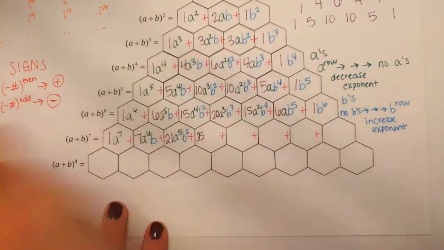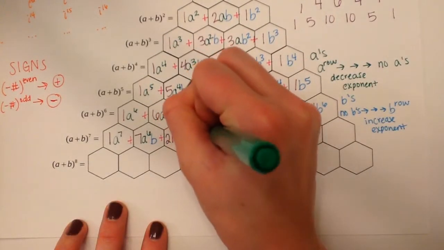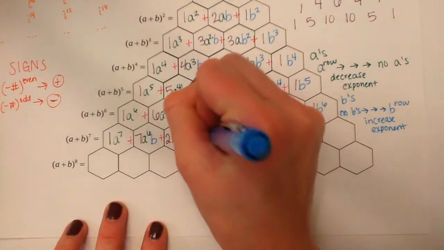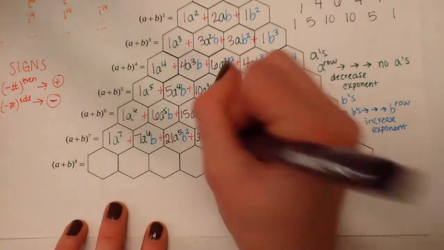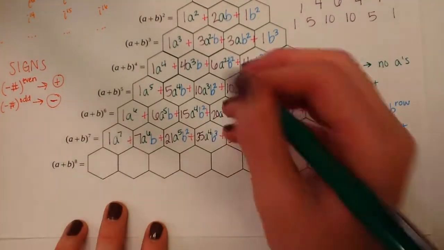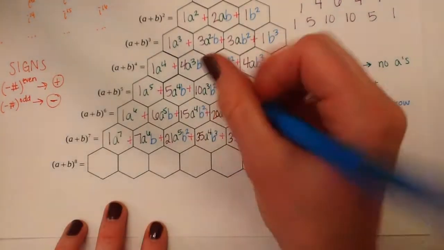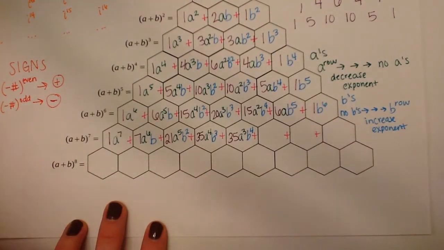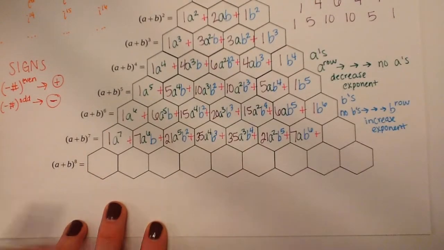plus 35, and the a's we're going down, so a to the 4th, and the b's we're going up, so b cubed, plus 35, and the a's we're going down, so a cubed, b's going up to b to the 4th, plus 21, a going down, so a squared, the b's going up to b to the 5th, plus 7, a's going down, so we're left with a, the b's going up to b to the 6th, plus 1, so now we're left with no a's, and we're going up to b to whatever row we were looking at, which was the 7th.